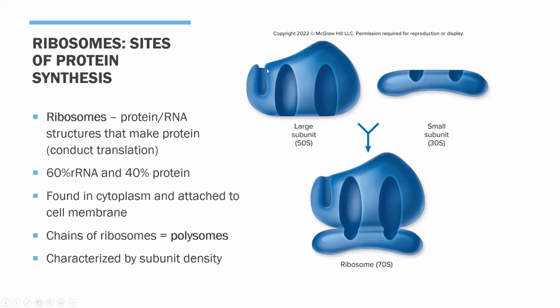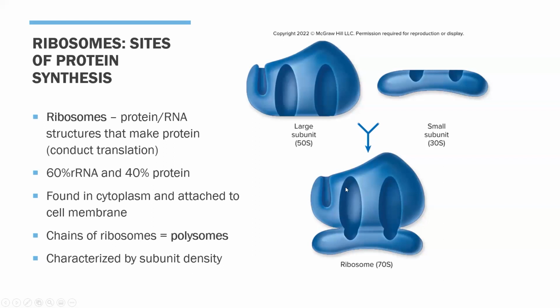So if we have our large subunit together with the small subunit, then we get our whole ribosome down here. And they're characterized by their subunit density, this 50S, 30S, 70S next to it. The S in each of these is the sedimentation rate.